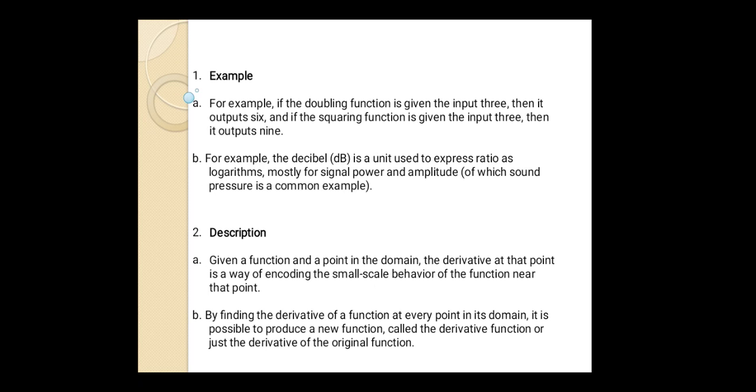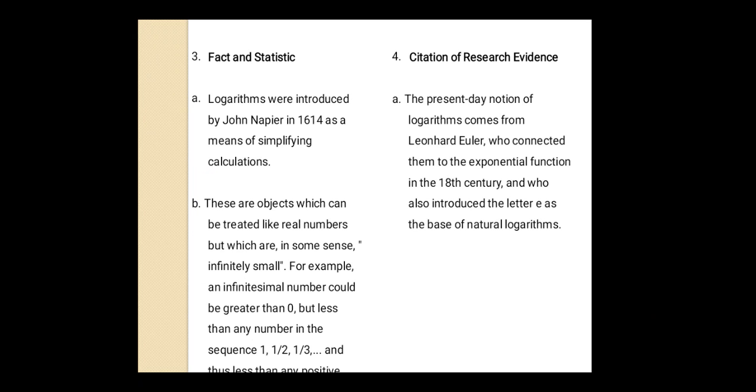And then there is the second type, which is description, a well-known type. Description is about describing what the main idea is about. For example, given a function and a point in the domain, the derivative at the point is a way of encoding the small-scale behavior of the function near that point. So it gives a description to the readers.